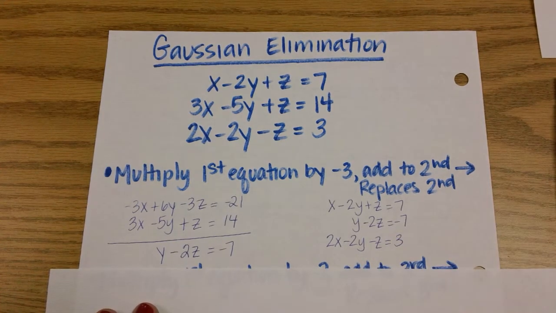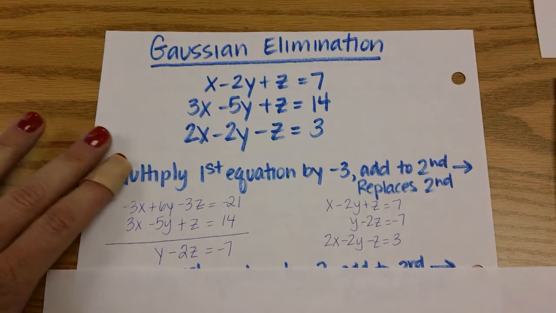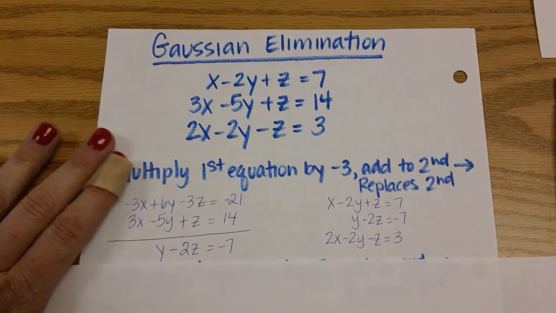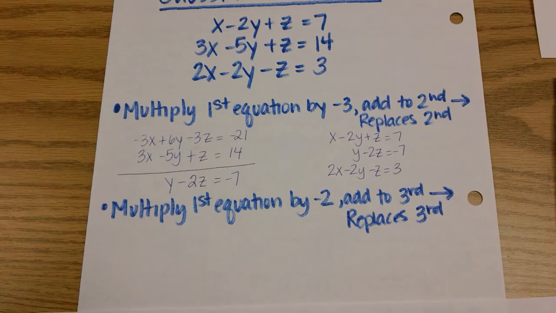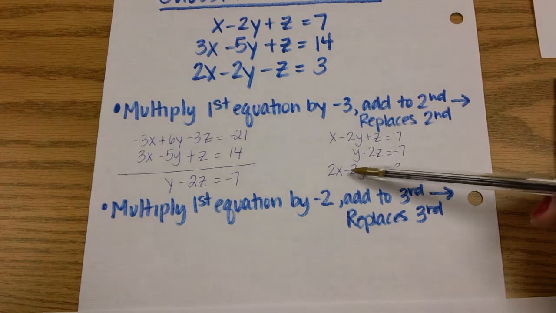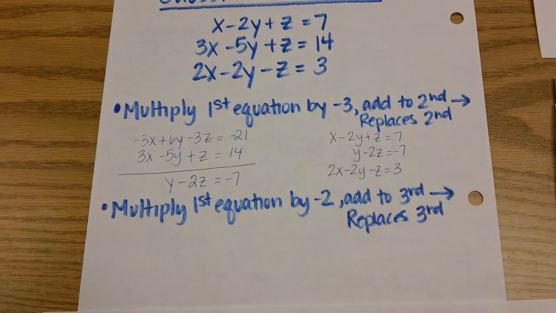Okay. Now our next step is we want to try to get rid of the x in our third equation there. So what we're going to do is multiply our first equation by -2, since our third equation has a +2 in front of the x, and we're going to add it to our third equation and replace the third equation.